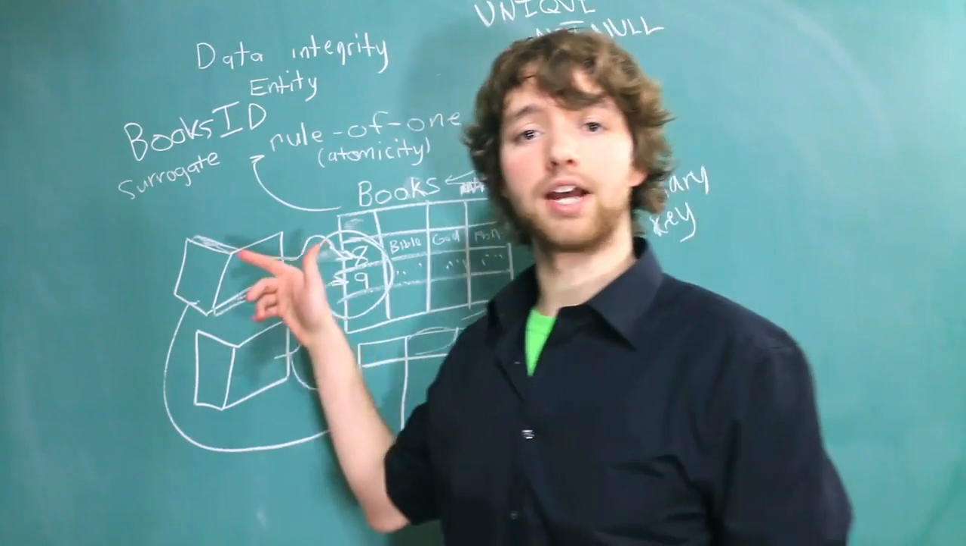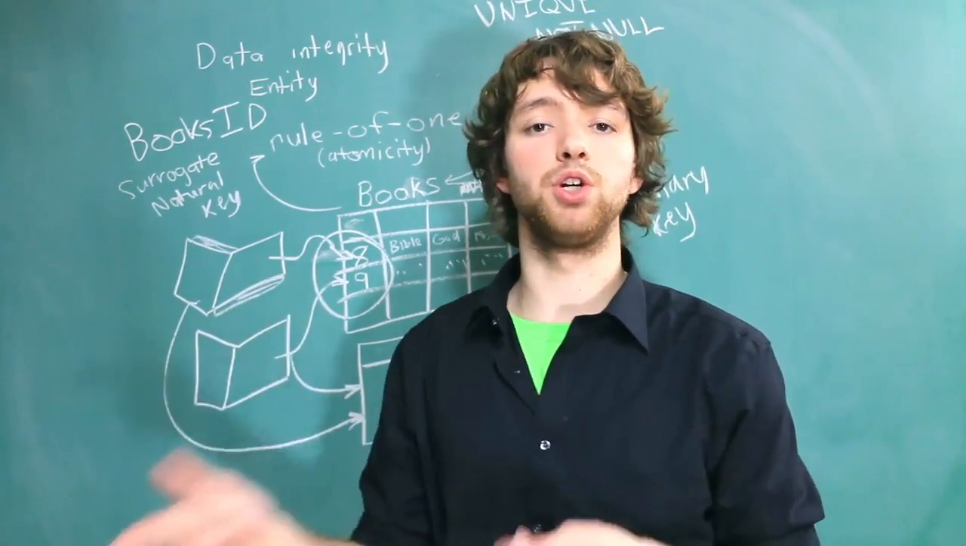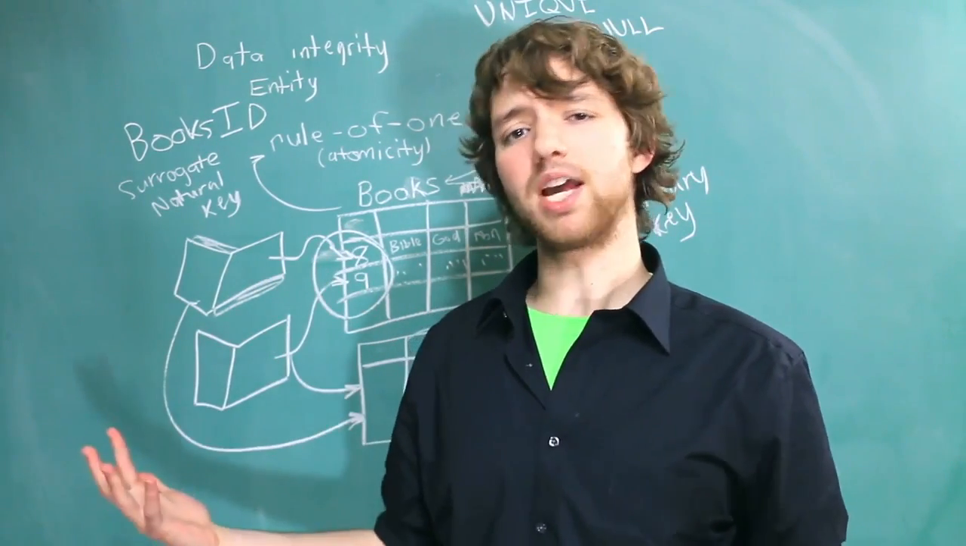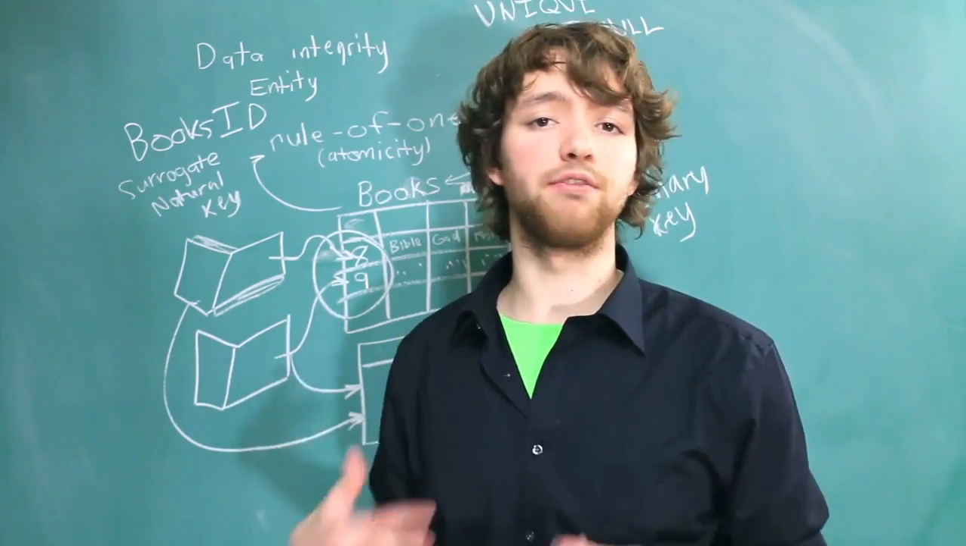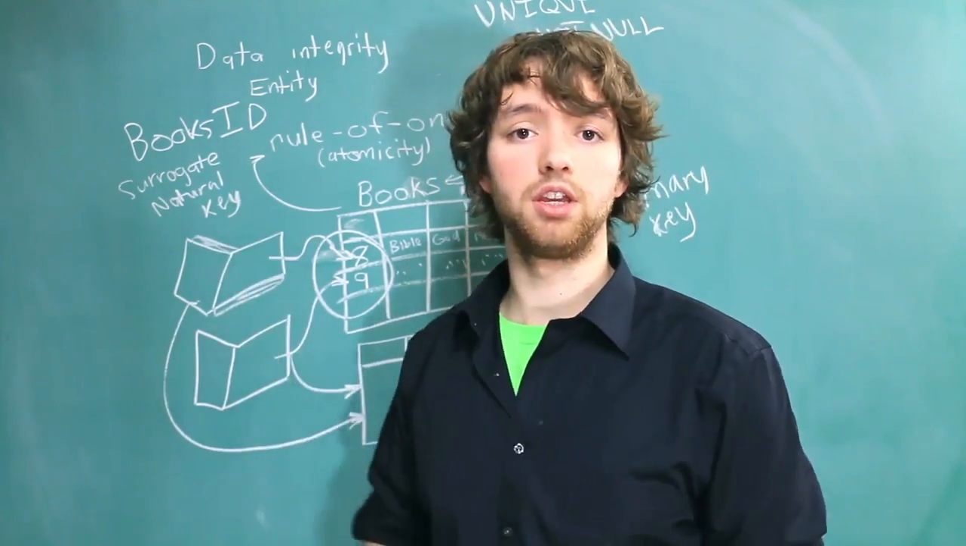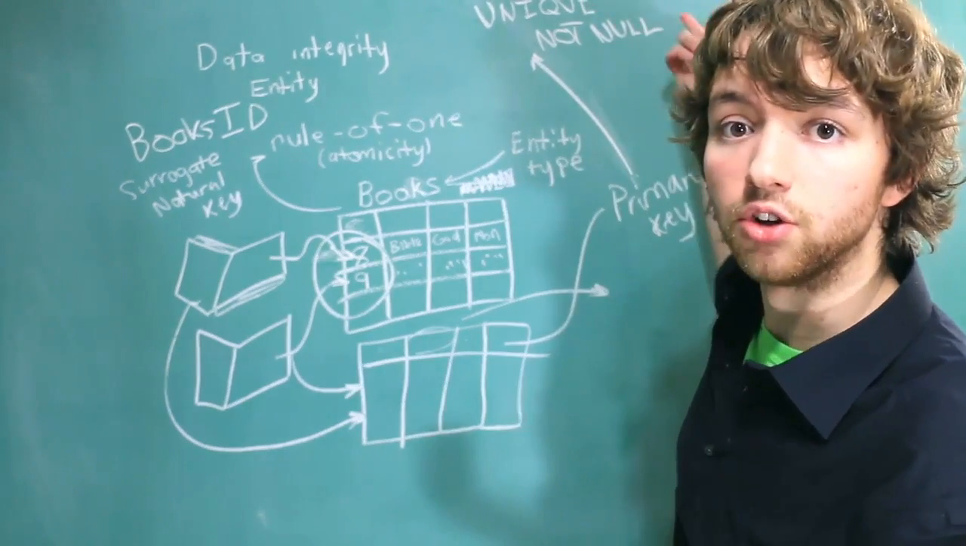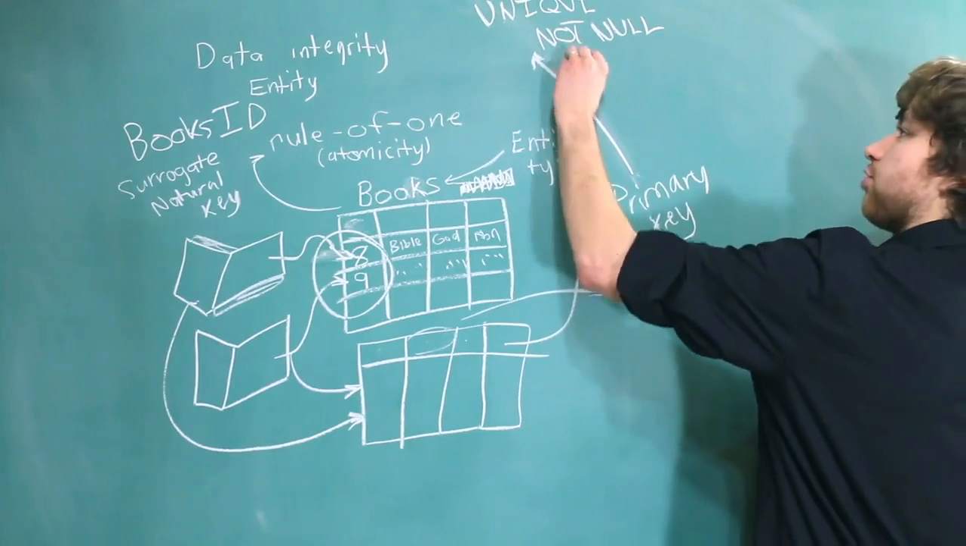That's in contrast to a natural key. A natural key is something that has real world meaning. For example, this library might give every book they ever get a code, and they could use that as the natural key. The only things that are very important is that the key is unique, not null, and in addition to this, it never changes.